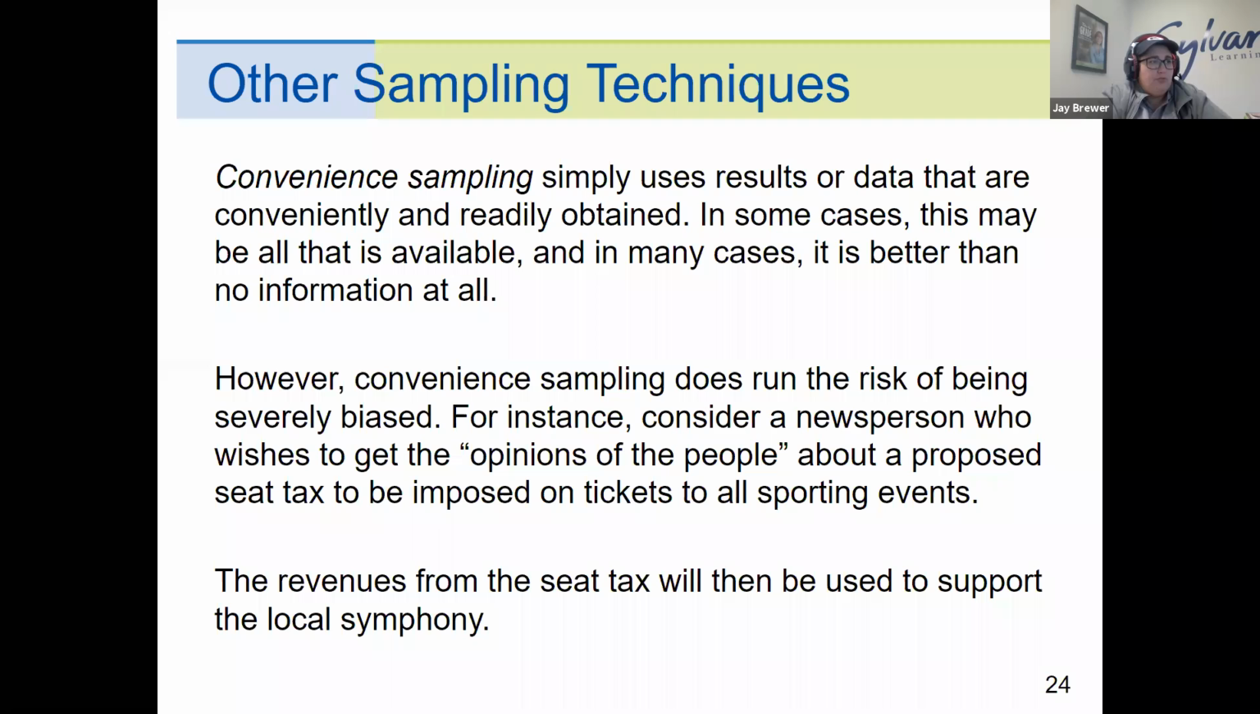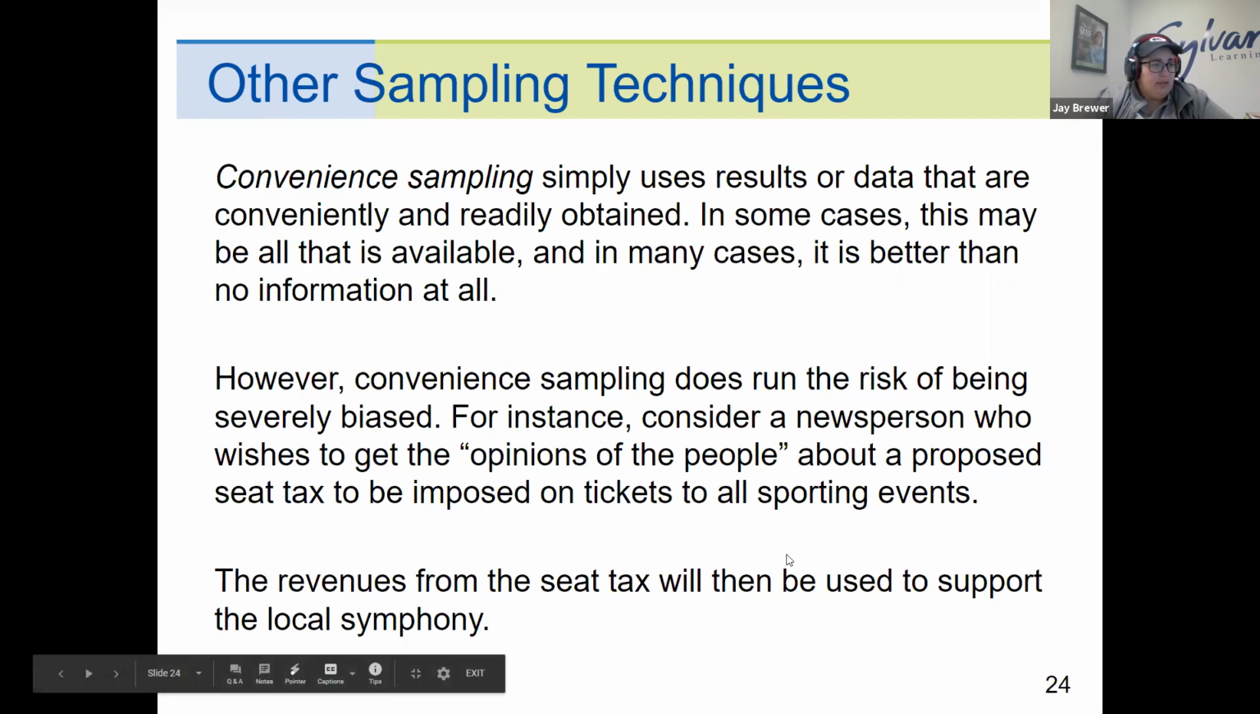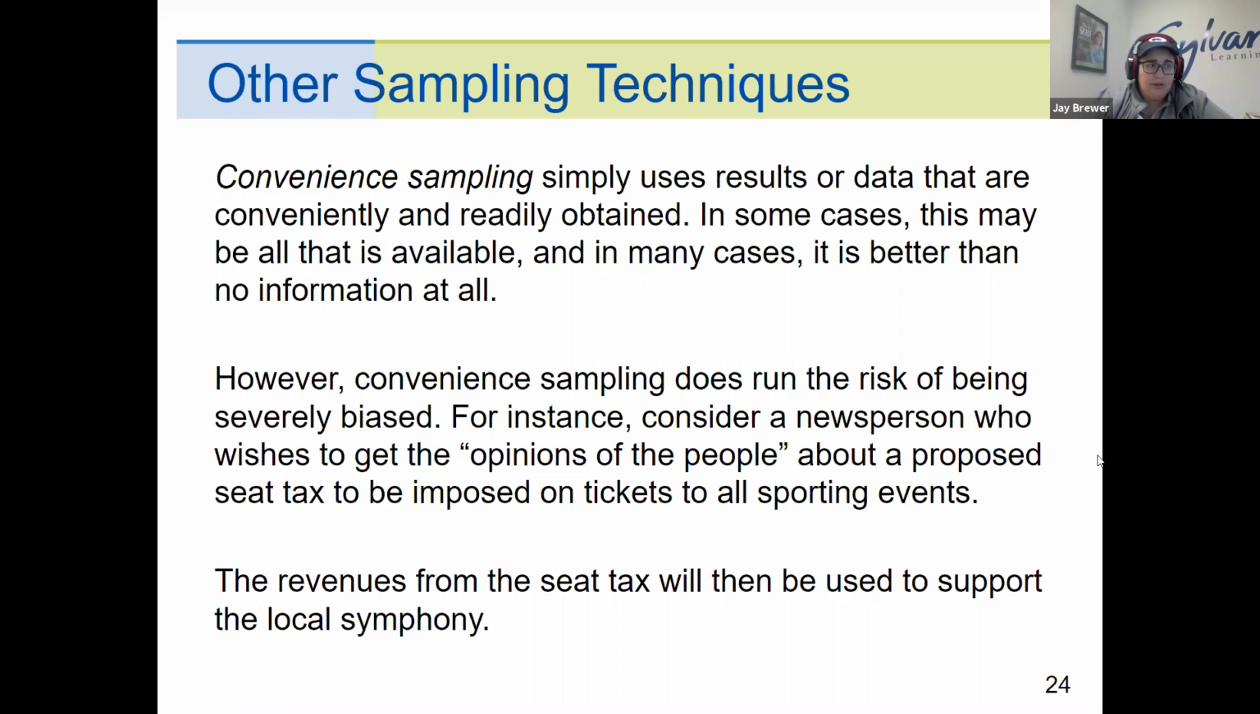Okay, so convenience sampling. This is where we use results or data that are convenient and readily obtained. So if we look at something like supporting the arts, we don't really want to survey necessarily an art gallery. Obviously, everyone going to an art gallery, I mean, unless you're the partner who's not really interested in art and you're trying to get brownie points, so you show up and go, more than likely you support the arts, right?